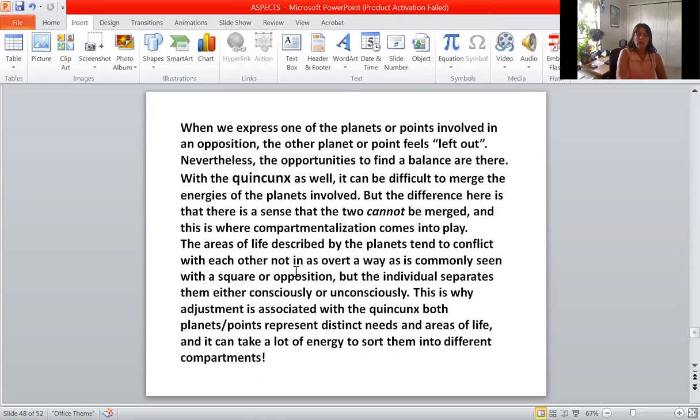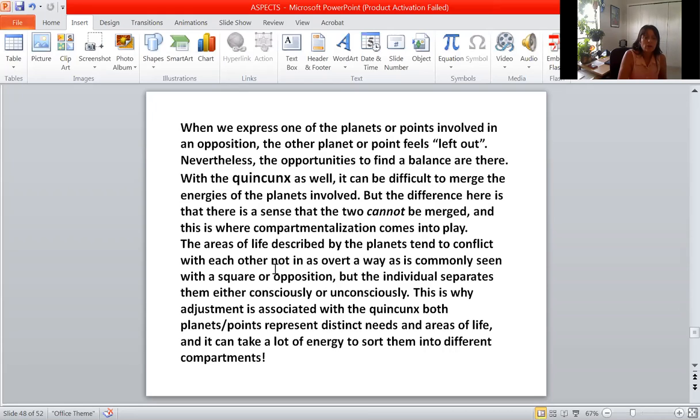When we express one of the planets or points involved in an opposition, the other planet or point feels left out. Nevertheless, the opportunities to find a balance are there. But with the quincunx, it can be difficult to merge the energies of the planets involved. The opposition is like summer and winter, I get it, but the quincunx is like spring and not quite fall, the other side, not quite there.